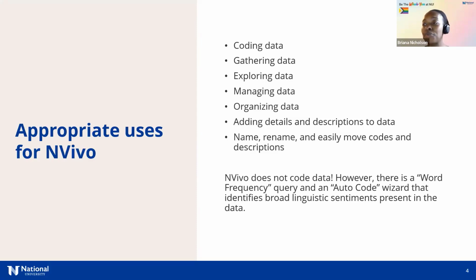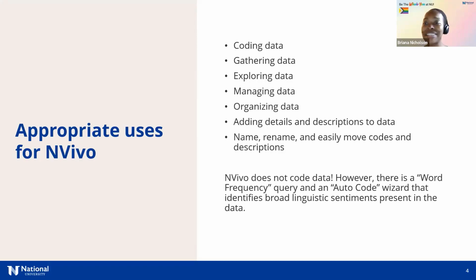Let's talk about some appropriate uses for NVivo. NVivo is an assistant, again, in the coding of your data. And by coding of the data, I mean attaching that meaning, that interpretation, that description of your data segment, attaching that in NVivo. Which allows us to not only store it, but also to remember where we have coded our data.